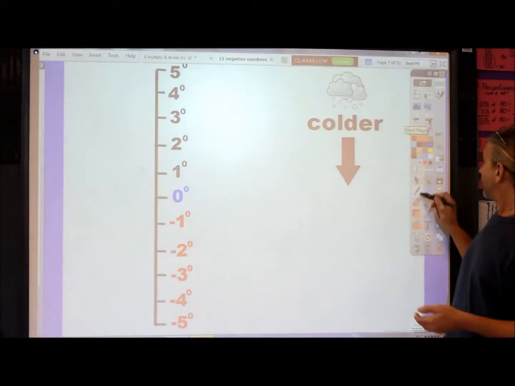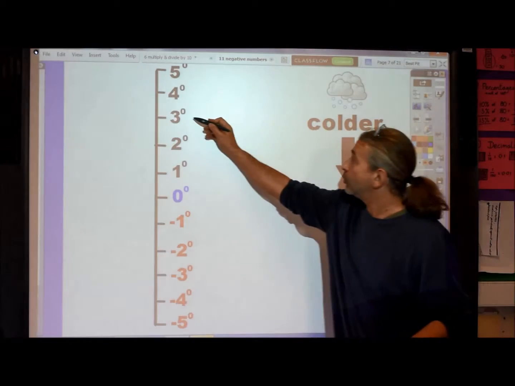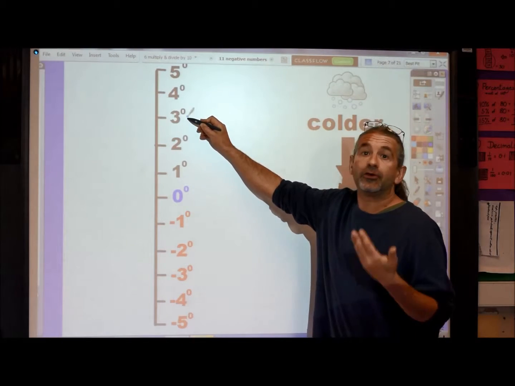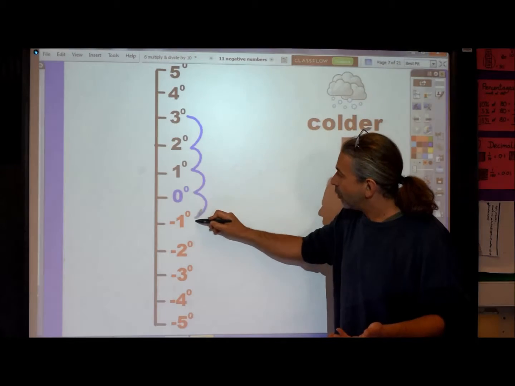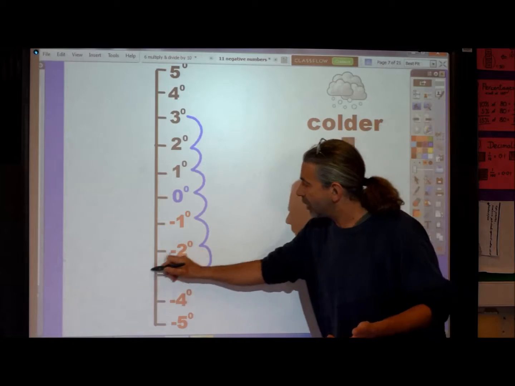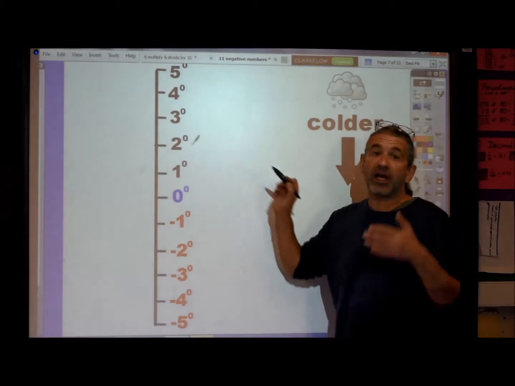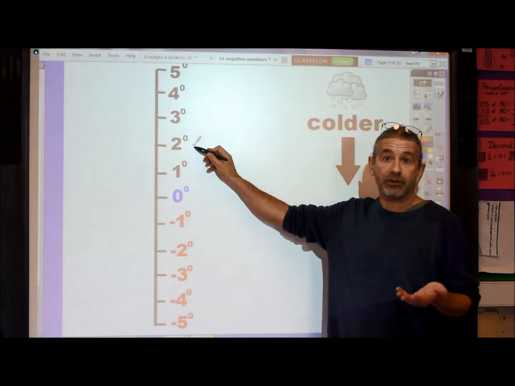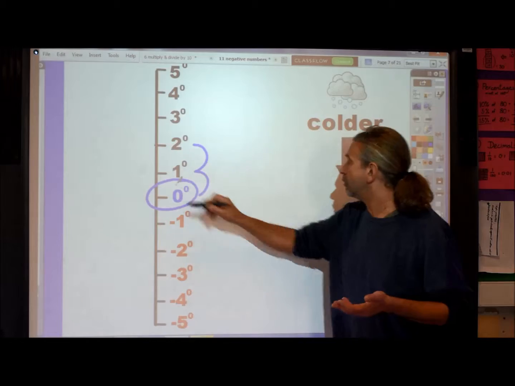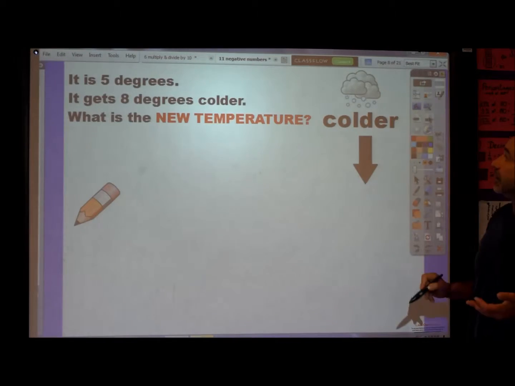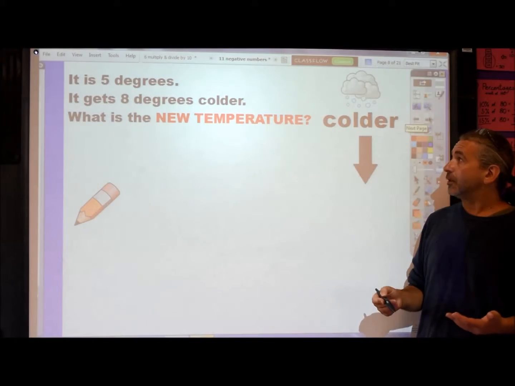So for example, if it's 3 degrees and it gets 6 degrees colder, we start on 3 degrees and do 6 jumps. 1, 2, 3, 4, 5, 6, minus 3 degrees. If it's 2 degrees and it gets 2 degrees colder, we do 2 jumps. 1, 2, 0 degrees. Now, if you have a problem like this, it's 5 degrees, it gets 8 degrees colder.